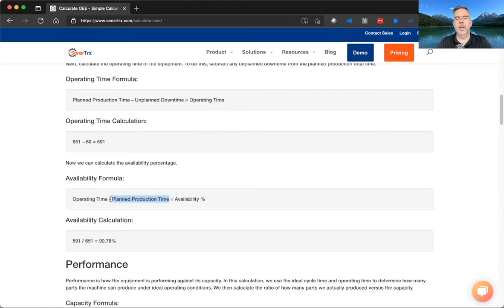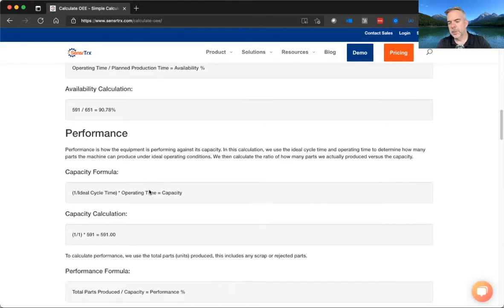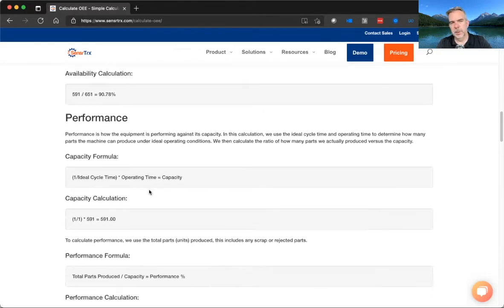So you'll notice that we're using planned production time, which does not include planned downtime. So planned downtime can and will affect your OEE calculation, but it will not affect your availability if you use the calculations the way we're doing it. So now let's talk a little bit about performance. So performance is a measurement of how close you're coming to your ideal or standard cycle time in terms of rates of production.